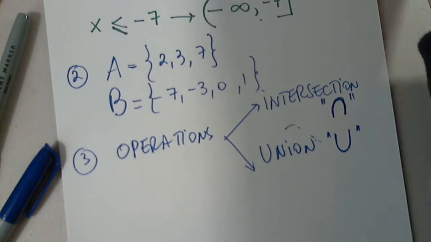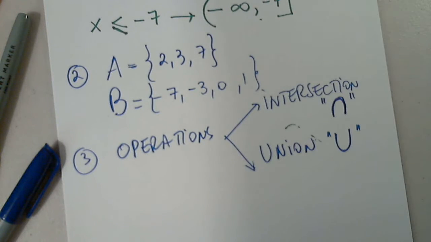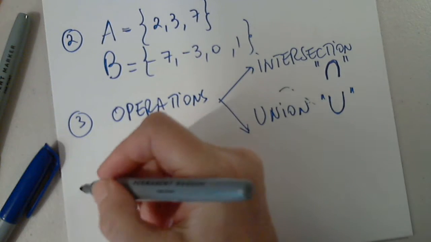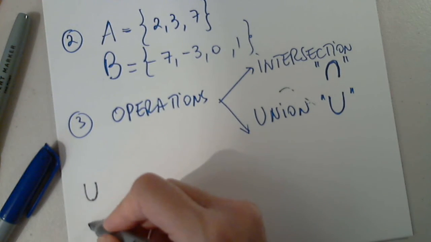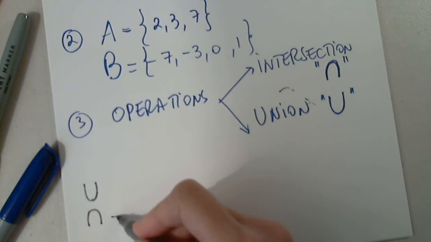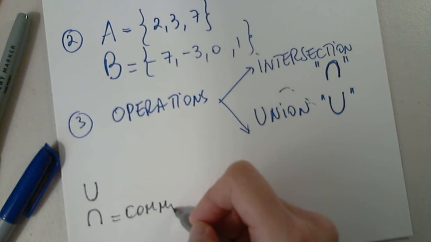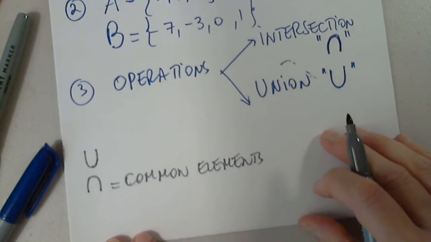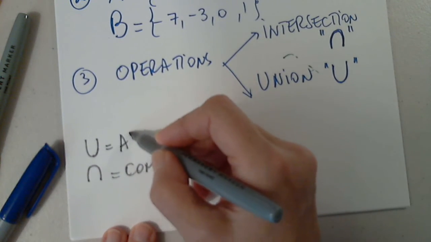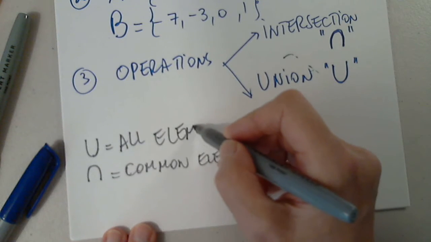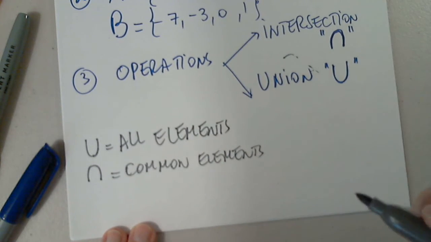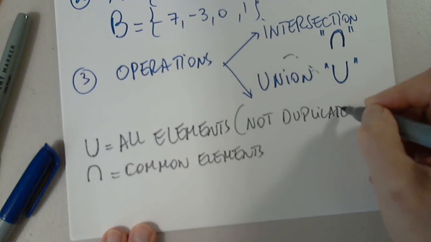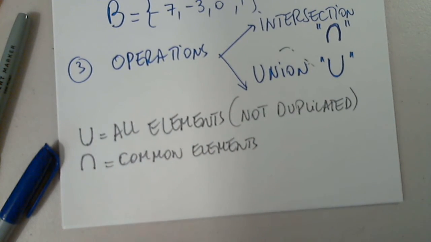When we talk about intersection, we mean common elements. Intersection. Common elements. The union is all elements not duplicated. In other words, I will write them only once.